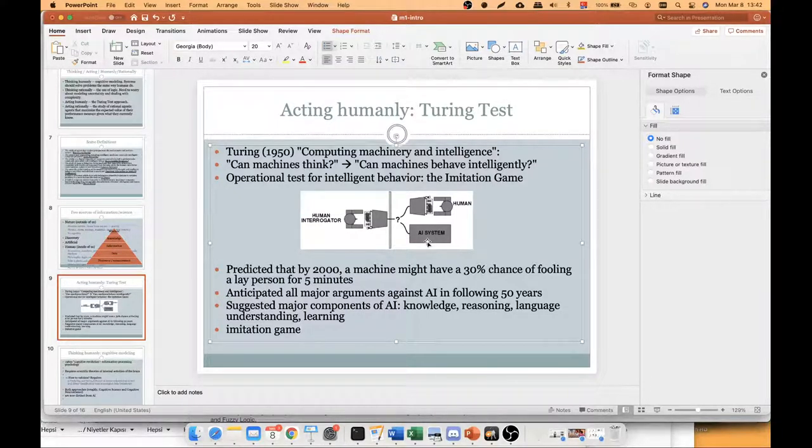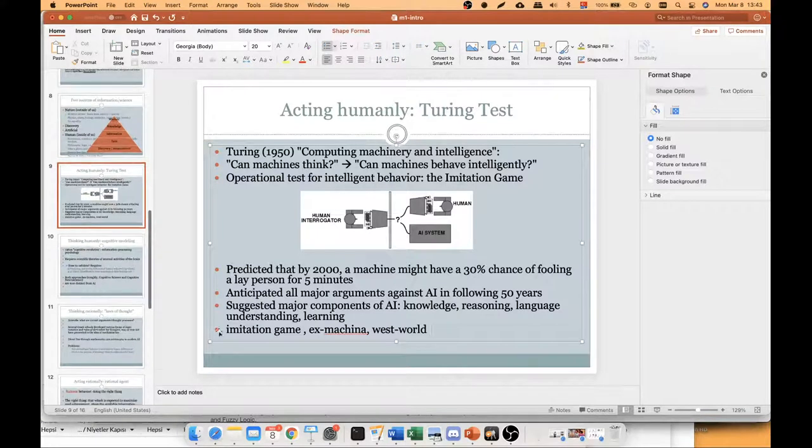Also, I think there was a movie called Ex Machina, right? Maybe you can watch this movie. In this movie, an AI system is trying to live in the human world, acting like a human, without any problems. Or maybe you are familiar with Westworld, which is an experiment area for understanding how humans act and then trying to build some AI solutions to act like humans.